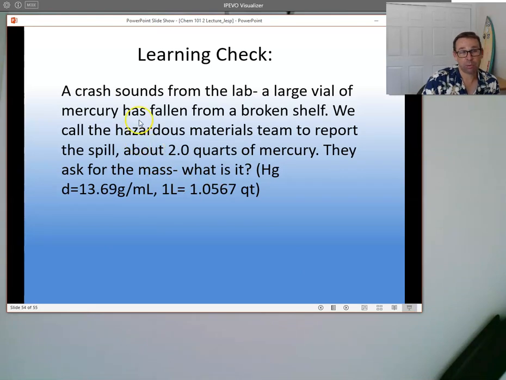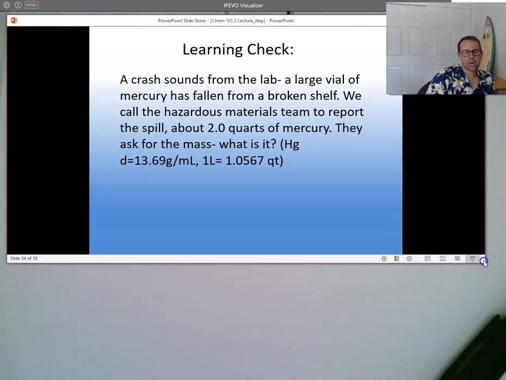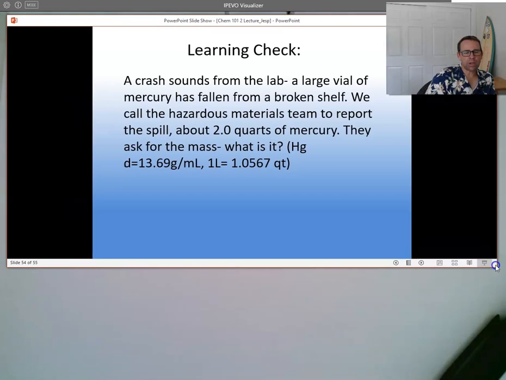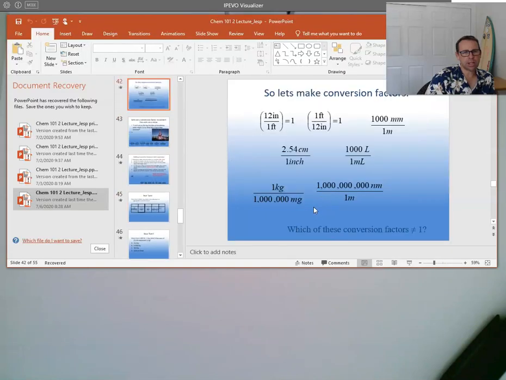So, here's an example. A crash sounds from the lab. A large vial of mercury has fallen from a broken shelf. We call the hazardous material team to report the spill. About 2 quarts of mercury spilled from the bottle, and they ask for the mass of mercury that's on the ground. So what is the mass of mercury on the ground? We need to solve this problem using dimensional analysis.